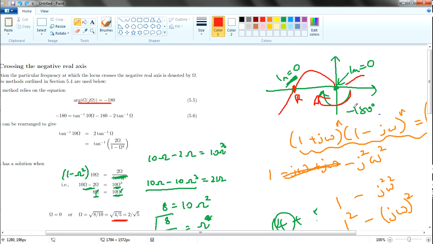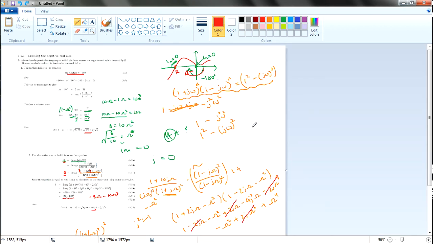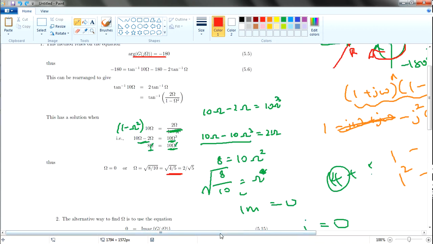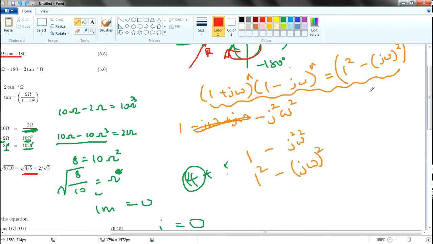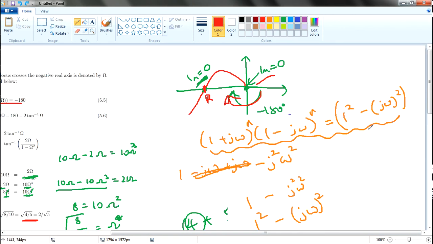For the first method, we use the trigonometry rule, so make sure you remember the trigonometry rule. For the second method, for the imaginary equals to 0, we use the complex number rule, so make sure you go and memorize. I will see you in the next video for this particular imaginary axis.